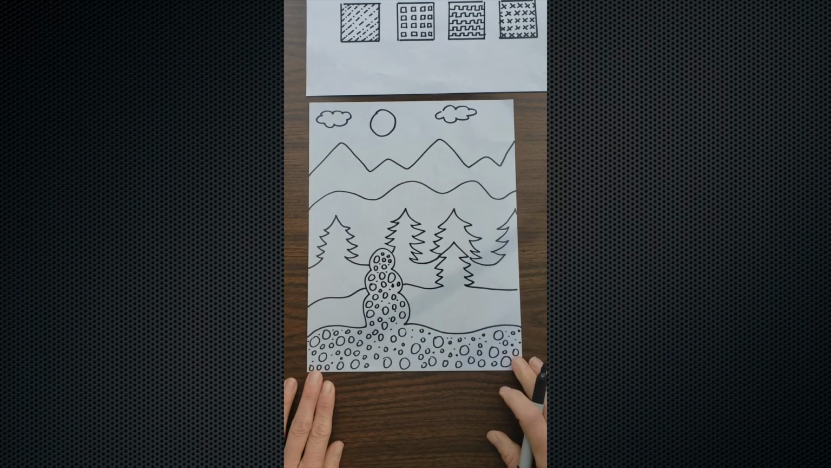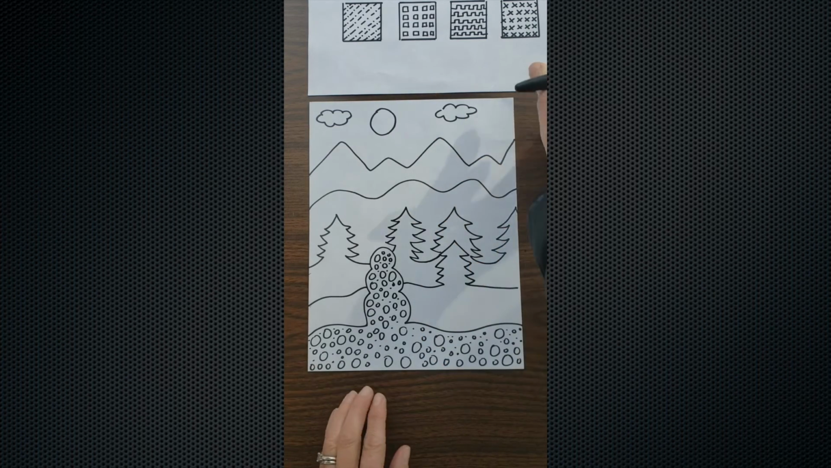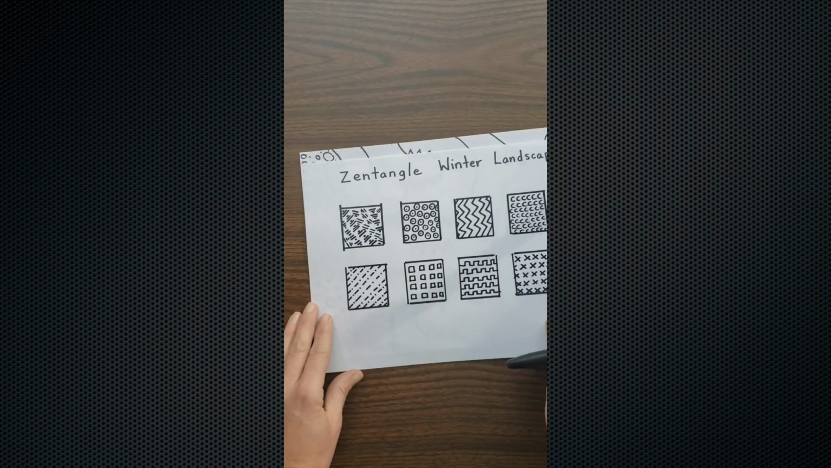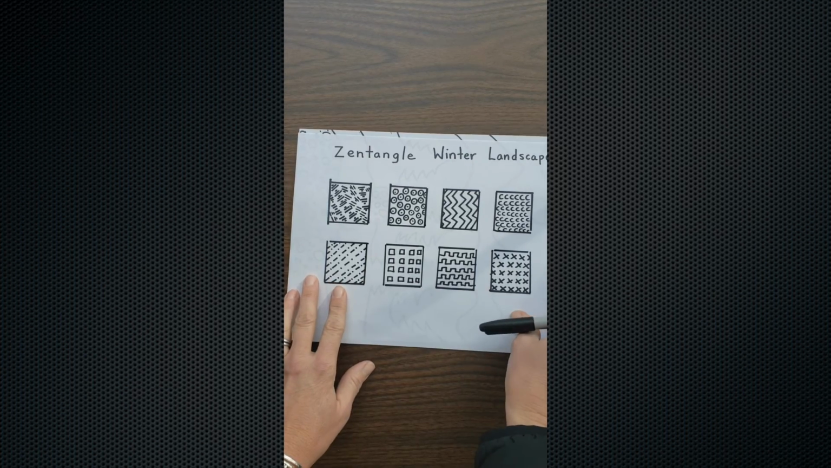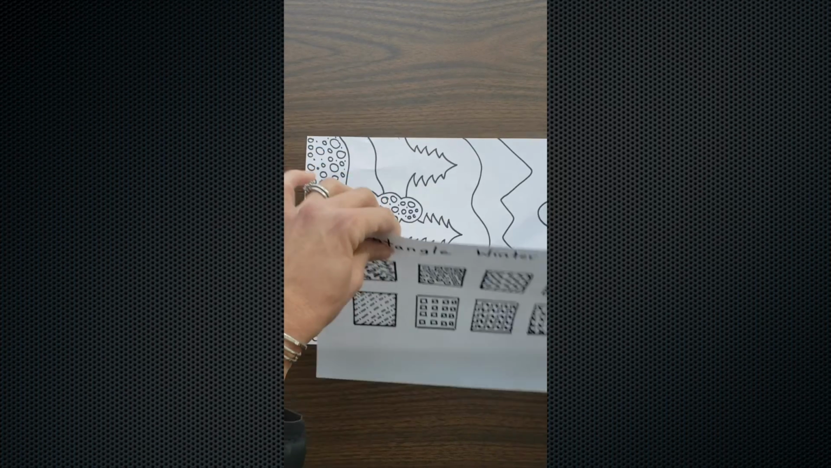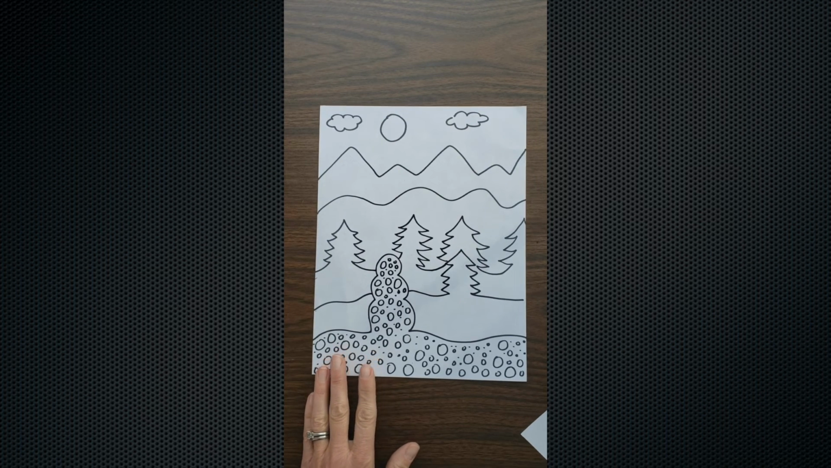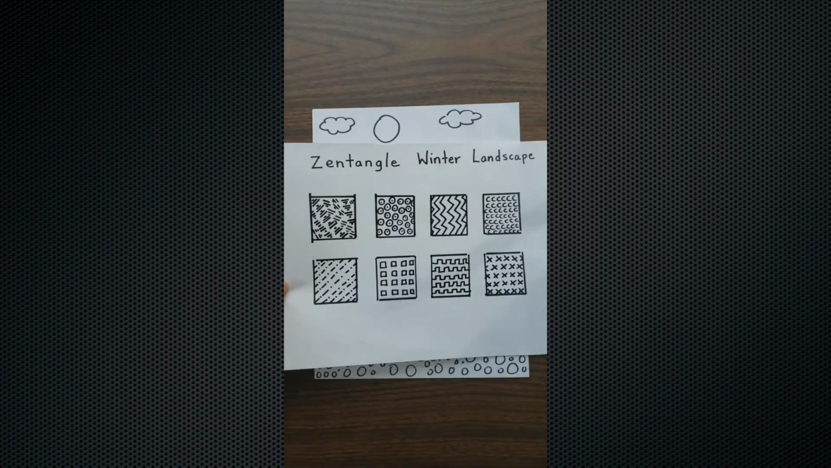Okay, so I'm done with my first section. Now I'm going to continue on using different Zentangle patterns. Again, if you want to practice making Zentangle patterns first on a separate piece of paper, you can do that so that you're ready to go when you're filling in your landscape. Okay, guys? Good luck with your Zentangle winter landscape.